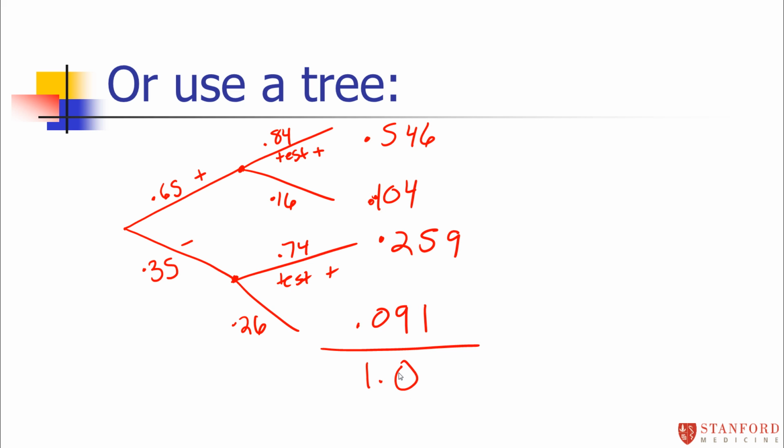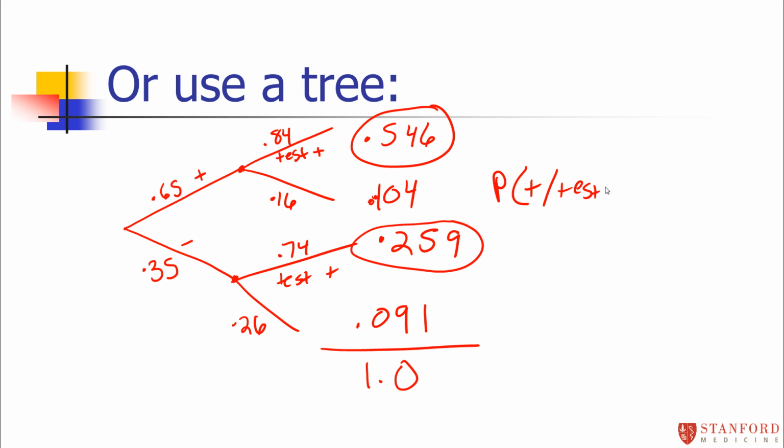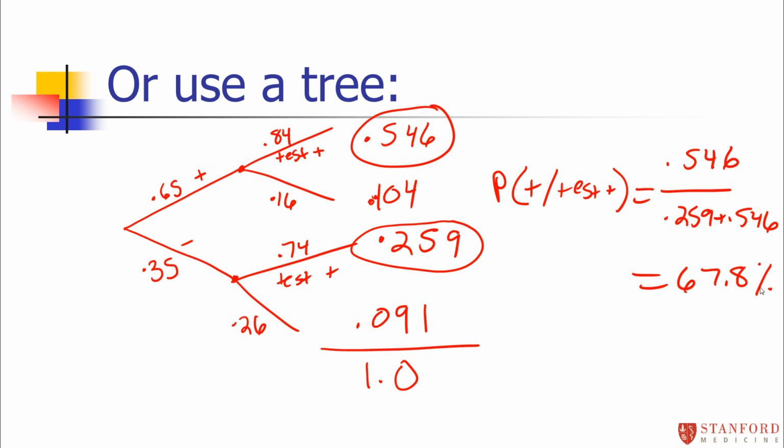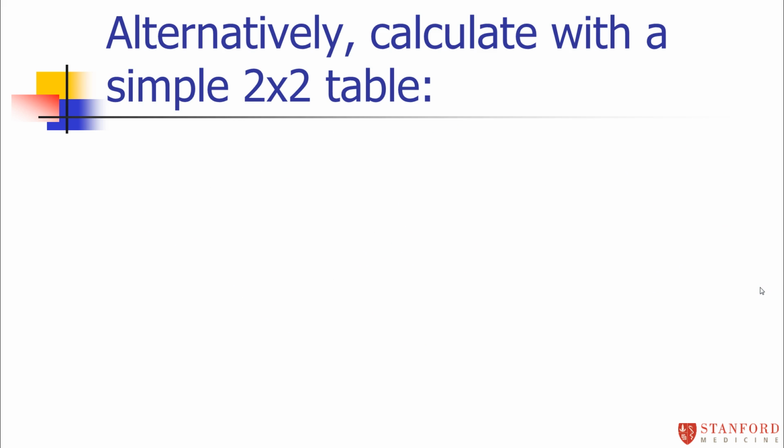So now, once I know that you've tested positive, then I know that you're on one of these two branches. Which of those is actually having cellulite? Only the top branch. So the probability that you're actually going to get the disease, given that you tested positive, will be 0.546 divided by 0.259 plus 0.546, and that again comes out to be 67.8%. So you can solve it this way if you're more comfortable still with the tree and Bayes' rule. And I'm going to show you even one more way to solve it.